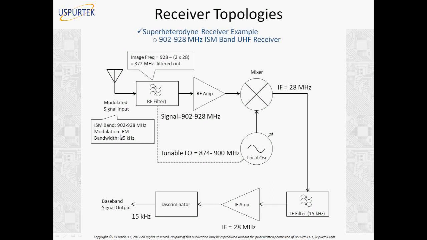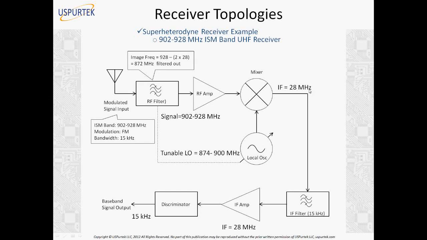Now here, if you notice the local oscillator frequency range, this is from 874 to 900 megahertz. Why is it like that? You know, our incoming signal could be between 902 to 928 megahertz. We have to keep a difference of the IF frequency. Our IF is going to be 28 megahertz here. So at a distance of 28 megahertz, we generate frequency in a local oscillator.